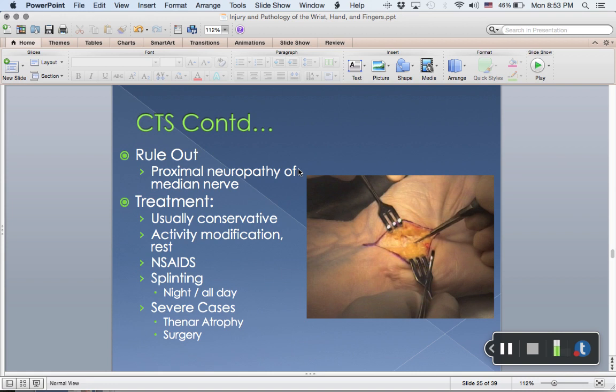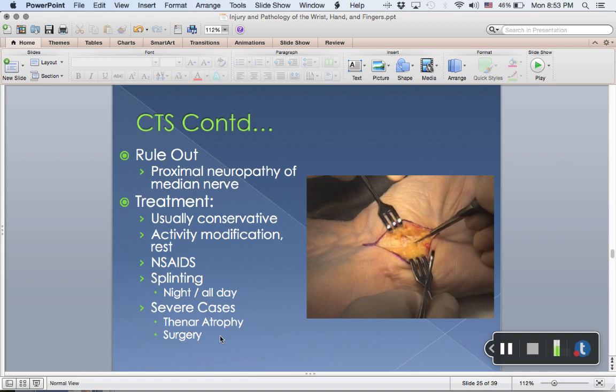Treatment's usually pretty conservative. A lot of times they'll give someone a pretty strong steroid or anti-inflammatory, tell them to rest, obviously not use that wrist, and then also bracing them, especially at night or when they don't need to use it. Put them in a brace so they're not having a lot of wrist flexion, extension, pronation, supination, etc. Severe cases, again, the atrophy of the thenar, and then also surgery.